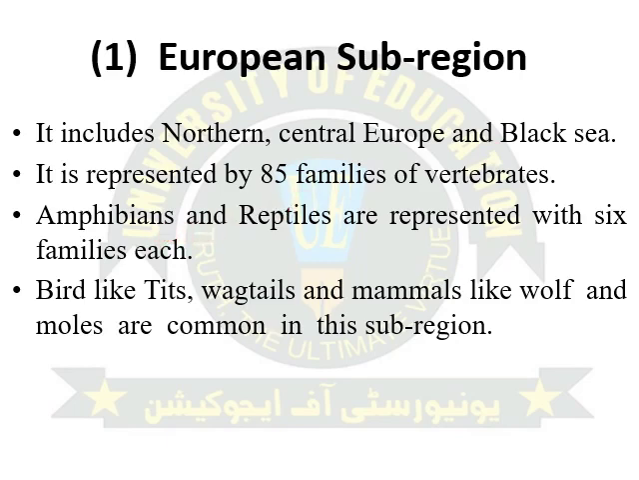From these vertebrates, if we talk about the reptiles and birds, there are about 6 different families of amphibians and reptiles. If we talk about the birds, birds like tits and wagtails, and mammals like wolves and moles are basically present in this sub-region and are the common birds and mammals present in this subtropical area.